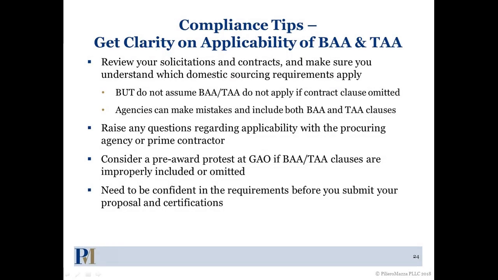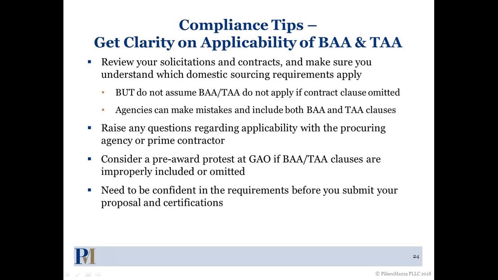So first tip for maintaining compliance with BAA and TAA is to get clarity on what applies. So review your solicitations and contracts and make sure you understand what domestic sourcing requirements apply. Whether it's BAA, TAA, as we mentioned before, the Berry Amendment, there's Buy America provisions, and then there are other agency-specific provisions as well. So make sure you understand what does apply.